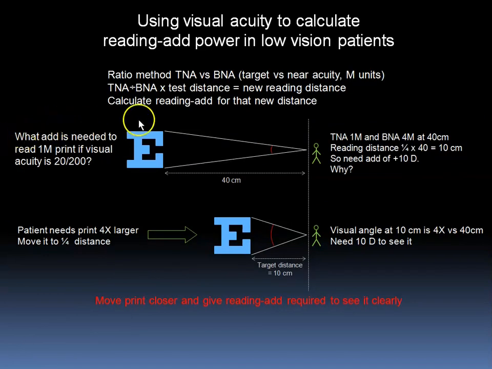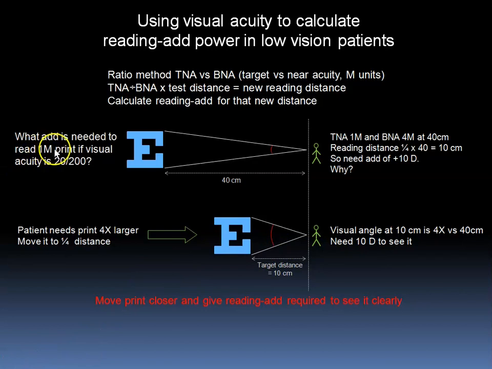We can use the ratio method to calculate the reading add power needed in low vision patients. We take the target near acuity, divide by the best near acuity, and multiply by the test distance to get the new reading distance required to get the angular magnification of the letter. We then calculate the reading add needed to be able to see an object at this distance clearly.